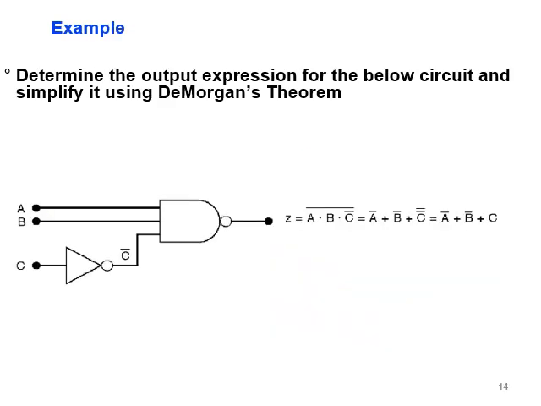Now an example: if you are asked to determine the output expression for the below circuit and simplify it using De Morgan theorem. Have a look. This is an AND gate and this is a NOT gate. NOT gate, we have C here, it will become C dash, right? Agree? Great. This AND gate, no, this is a NAND gate. It has three inputs, A, B, and C dash. So I can write A, B, C dash, and because it is NAND, I will put an inverse across it. Agree? You will say it's easy.